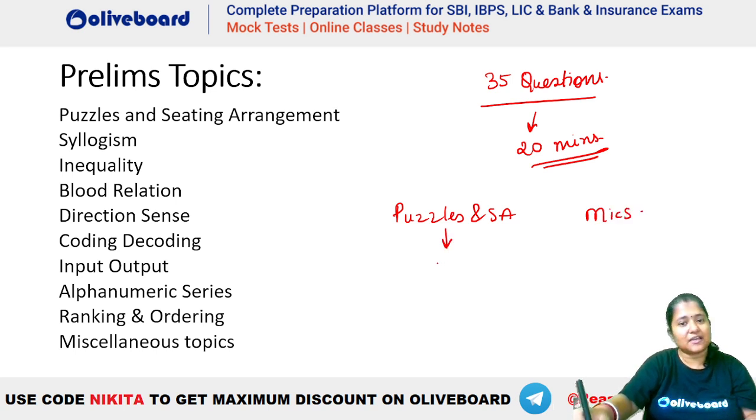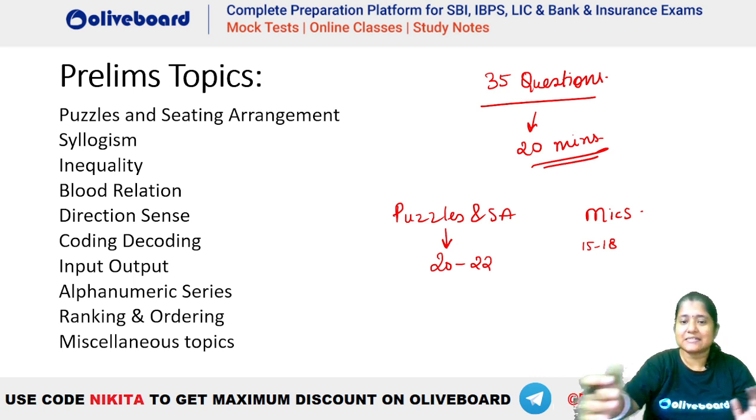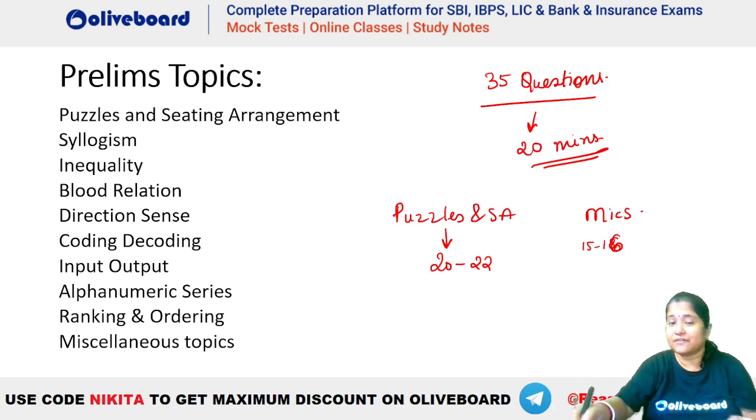Now puzzles and seating arrangement will generally be 20 to 22 questions and miscellaneous around 15 to 18 questions, depending on the number of questions you have here, right? So something like 15 questions, or if they want to increase the number of miscellaneous questions, then they will decrease the puzzles. So 15 to 16 questions will generally be from miscellaneous and the rest from puzzles and seating arrangement. Now what exactly do we come across in puzzles and seating arrangement and what exactly do we have in miscellaneous?